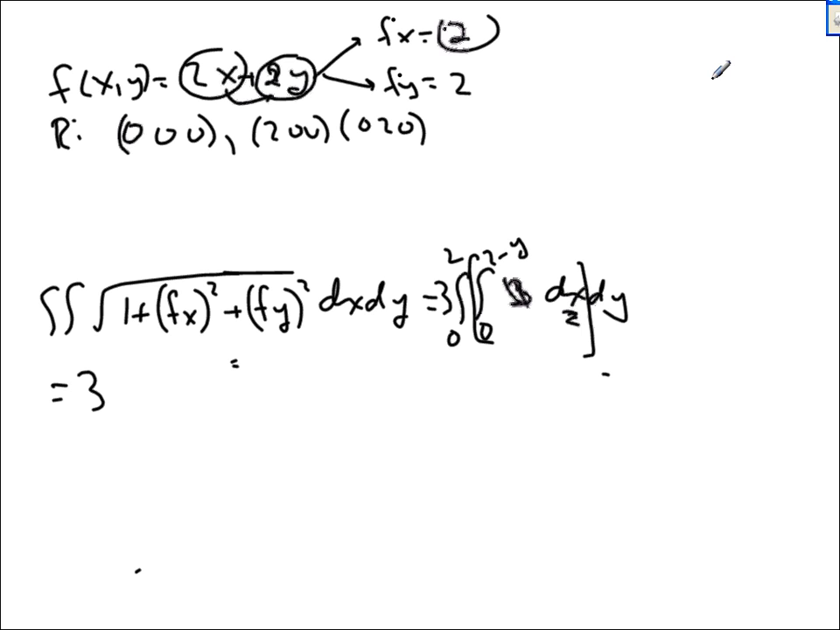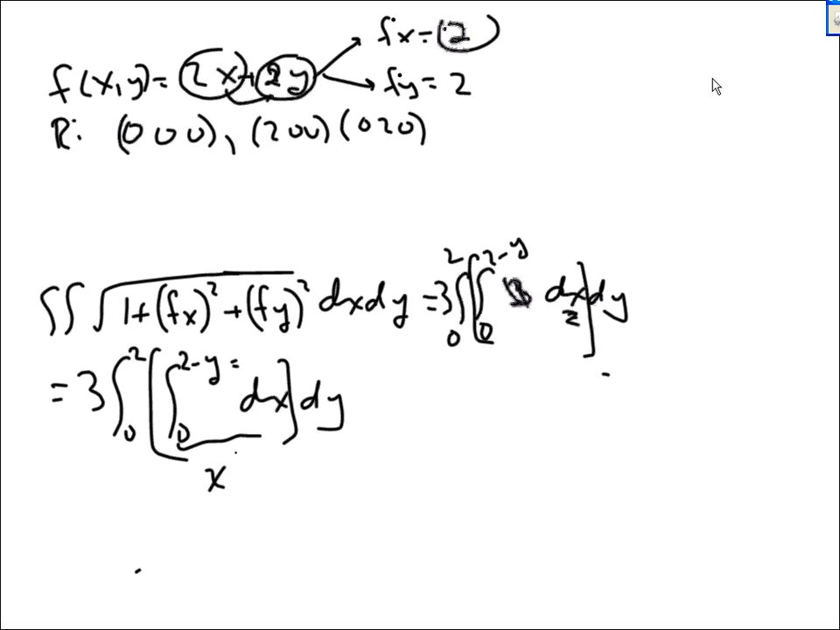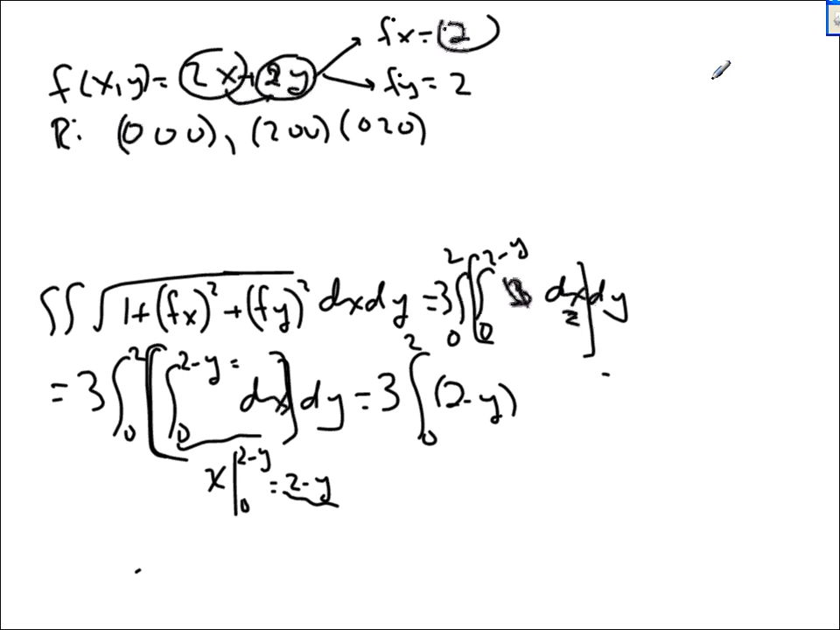So it's the integral of 3 times the integral from 0 to 2, 0 to 2 minus y, dx dy. Well, the integral of dx is x, from 0 to 2 minus y, which is just 2 minus y. So it's 3 times the integral from 0 to 2 of what's in the big brackets, namely 2 minus y, dy.